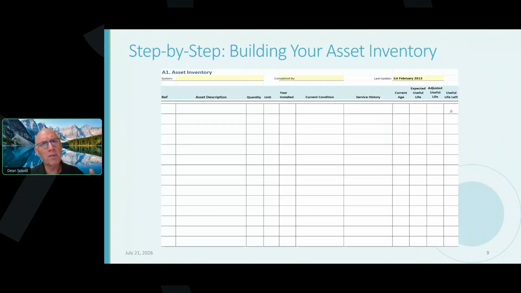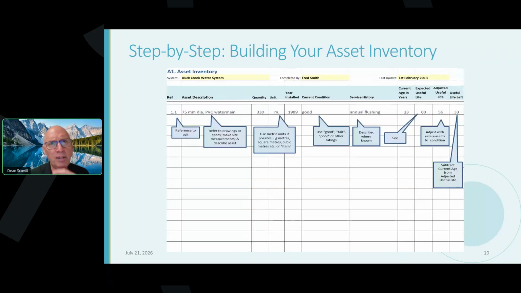Now, this is a step-by-step example of a spreadsheet. It's from an Excel spreadsheet, and we do have a link there from Small Water Systems BC, and we can post that later on the webinar so that everybody can use this as an example. Instead of just starting, you don't have to reinvent the wheel. We've already created something that's available for you. Now, I'm going to show you what it looks like with an example on the next slide.